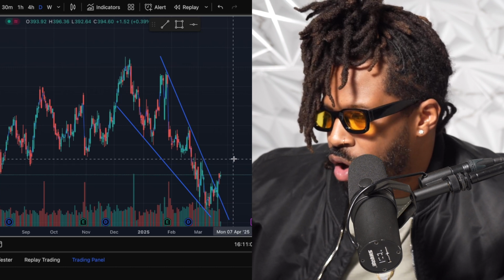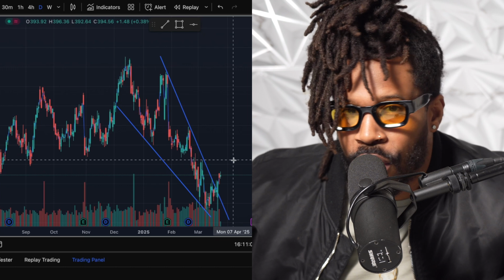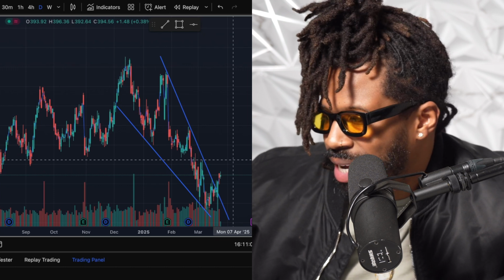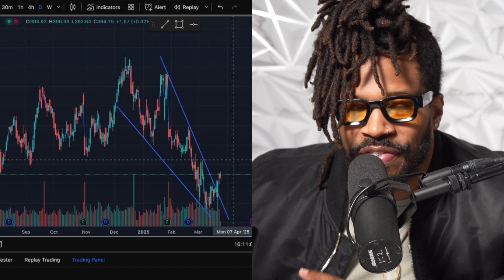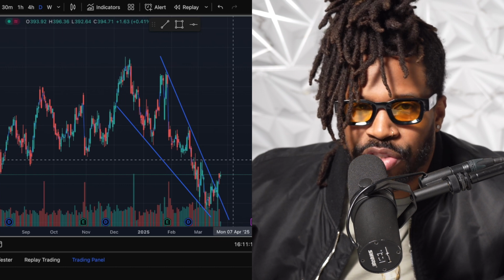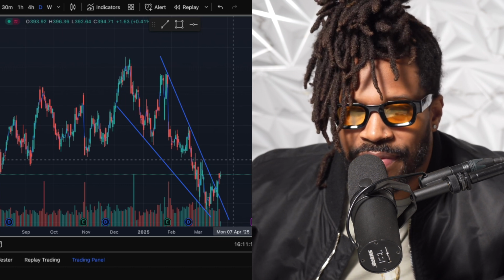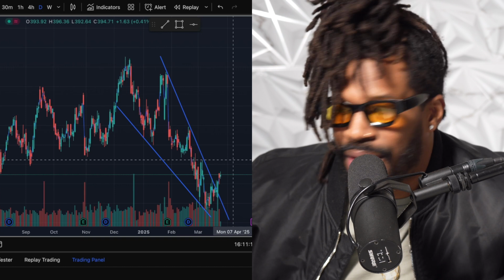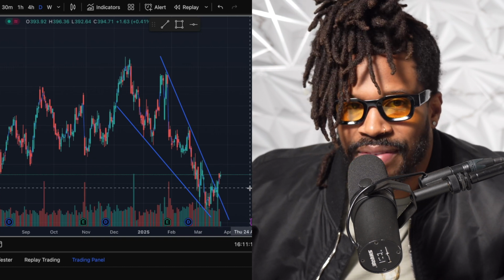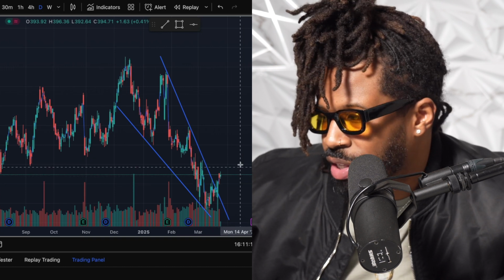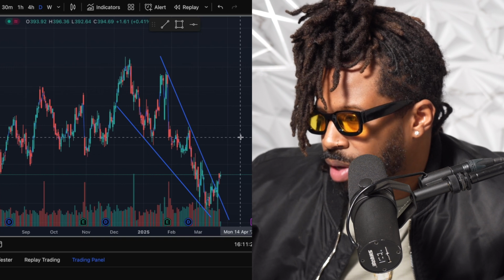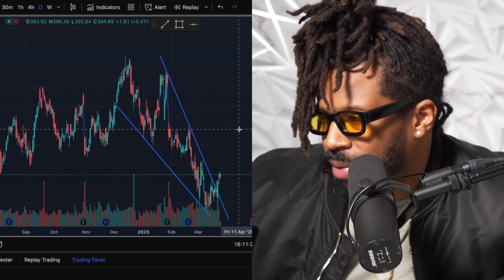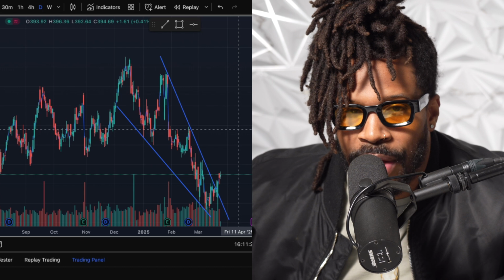And first target is going to be 402. Entries, anything between 394 and 395 is fine, right? We took entries earlier, so we're already in profit. But if you're getting in now, anything between 394 and 395 is still good to target this first 402. If it can clear 402, our next target will be right here at 418, right?